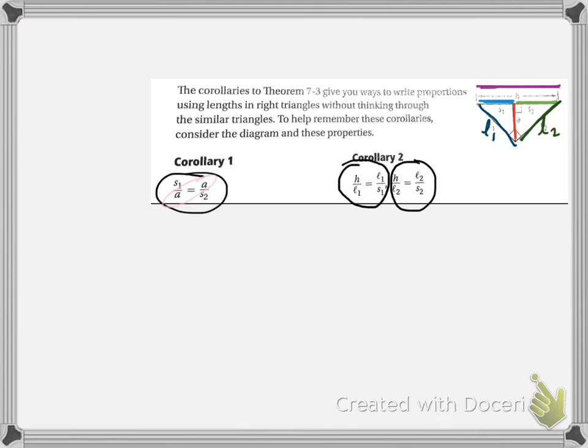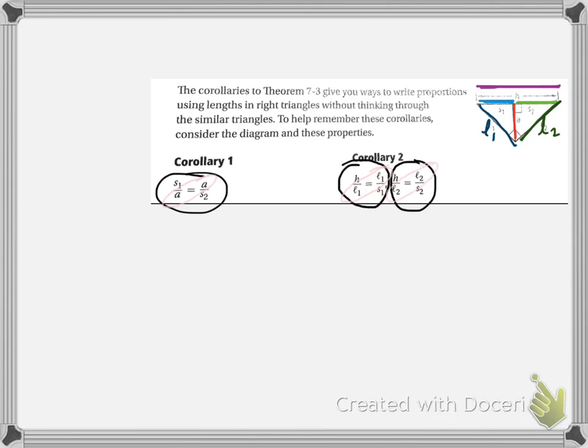Well, the means are always the same value. And so we've got the altitude and the altitude, so that when we do our cross multiplication, we're going to get a squared. And then over here, you've got the leg 1s are in the same position there when we multiply, so they get squared. And then over here, we've got leg 2.